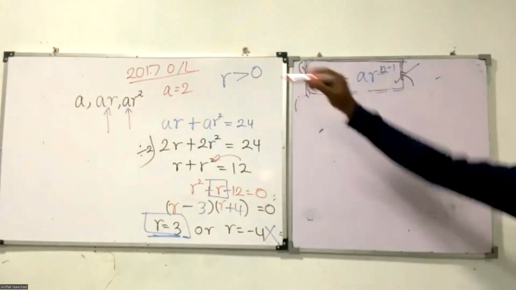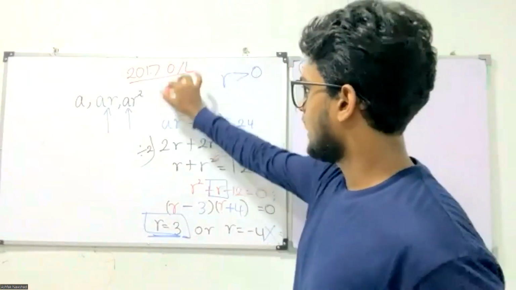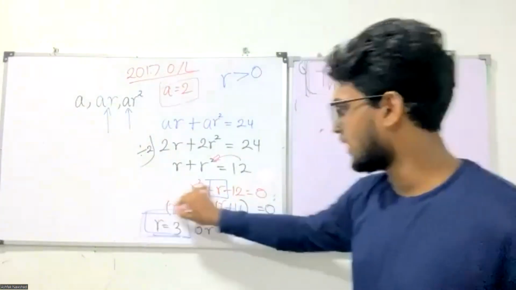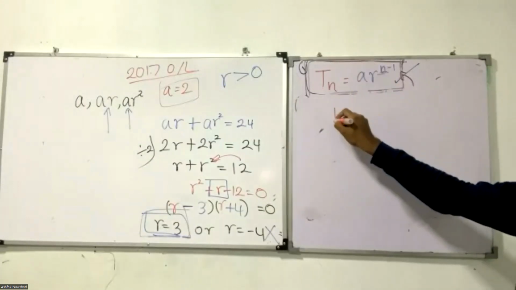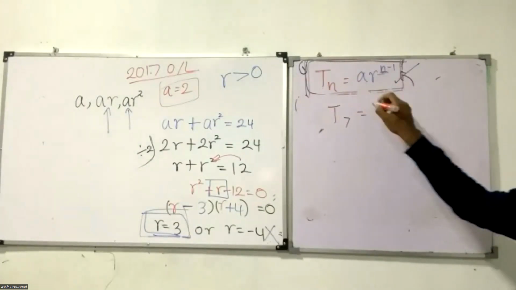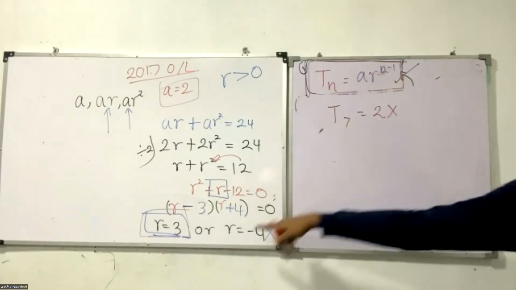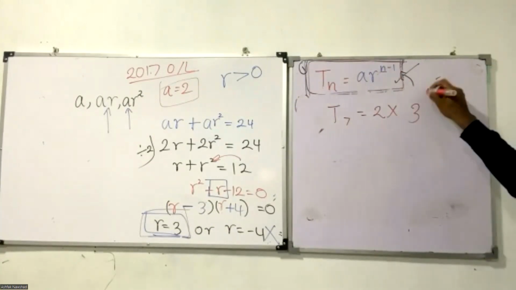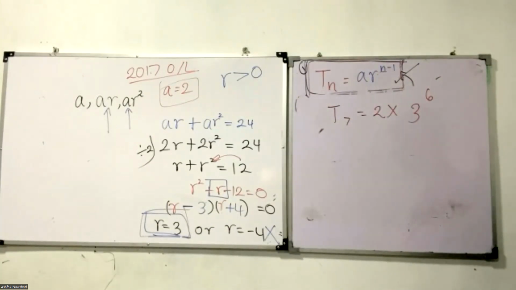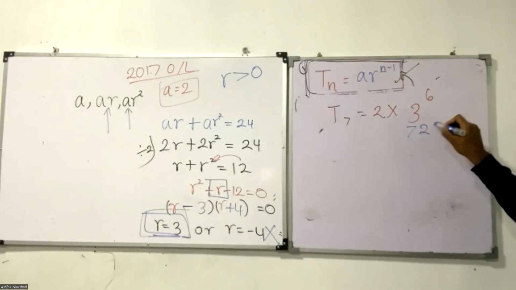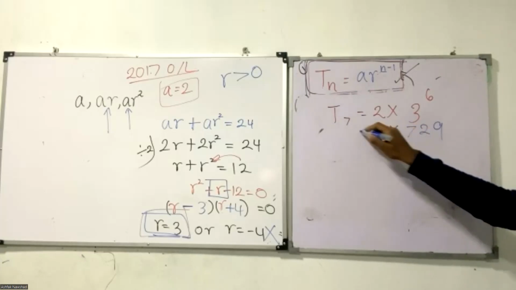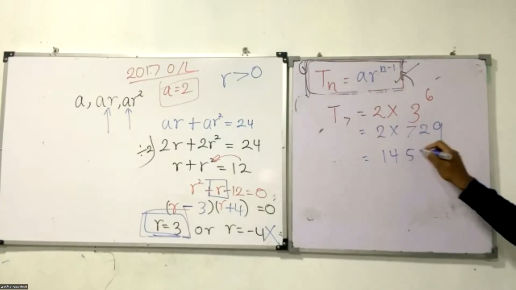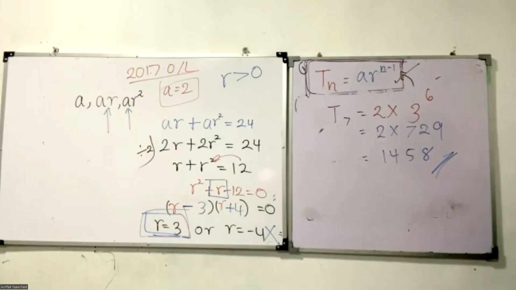It's pretty simple. We know the first term, we know A, and we know R. So we can find the 7th term by using this formula. T7 is equal to A, which is 2, and R is 3, to the power n minus 1. 7 minus 1, 3 to the power 6. 3 to the power 6 is 729. 2 times 729 is 1458. That's the answer for Roman numeral 2.